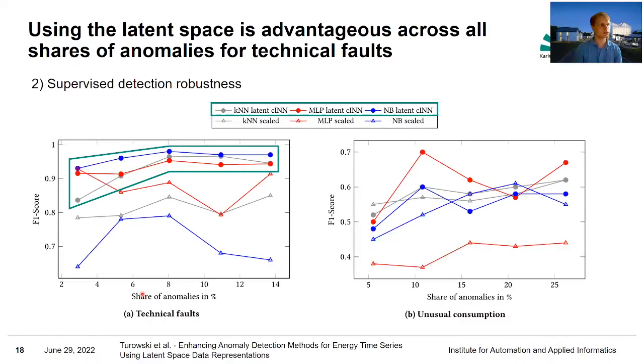data representation. For unusual consumption, however, this picture is a little bit different, because what we see here is that for the MLP it's the same, but for the other two, the naive Bayes and the KNN, both data representations perform similarly.